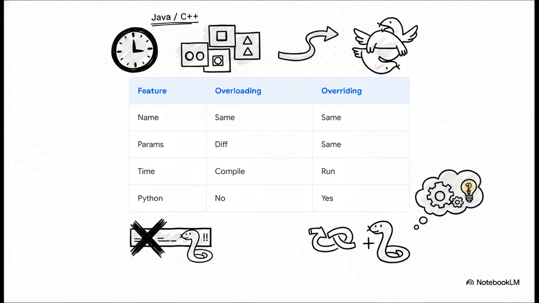Overloading happens at compile time. So in languages like Java or C++, you can totally have multiple methods with the exact same name, as long as they take a different number of parameters. The compiler sorts it all out before the code even runs.